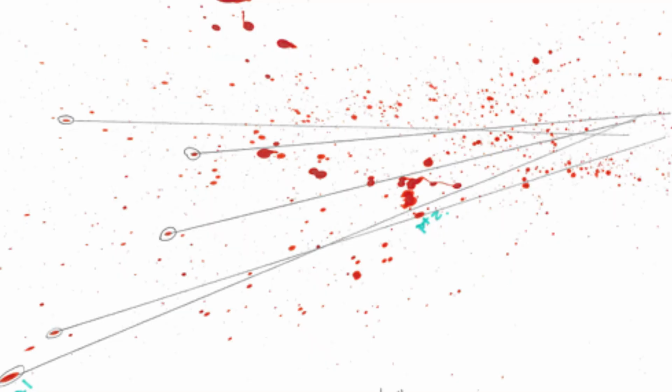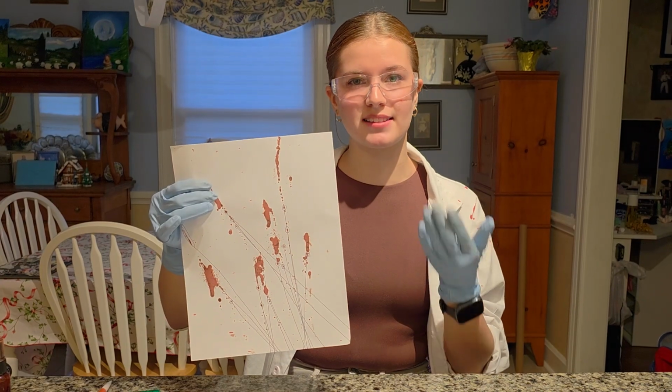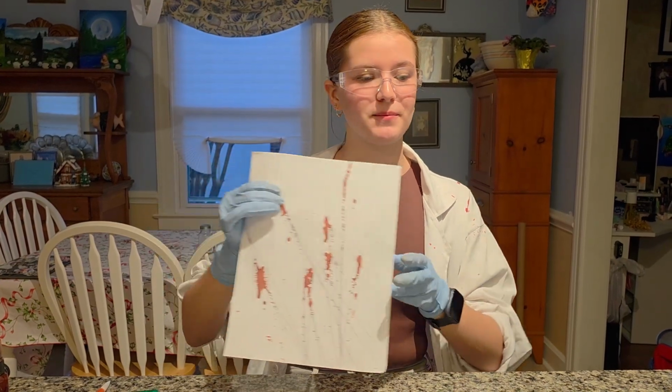This is what a more detailed analysis of blood spatter may look like. We can see with this more low velocity blood spatter that it's got multiple points of convergence. There were likely multiple hits or impacts that caused this type of blood spatter. This type of blood spatter shows one point of convergence.